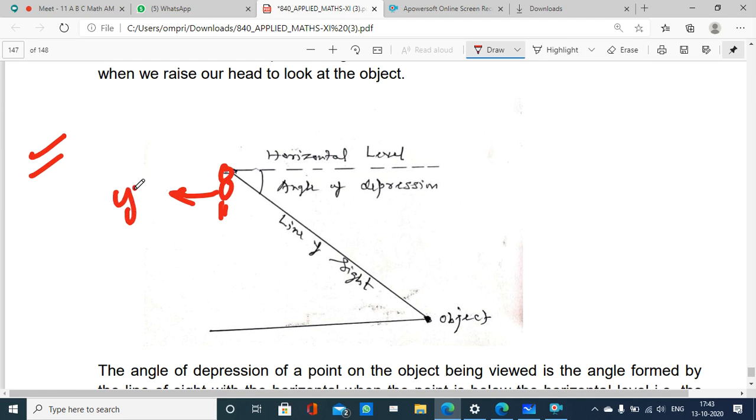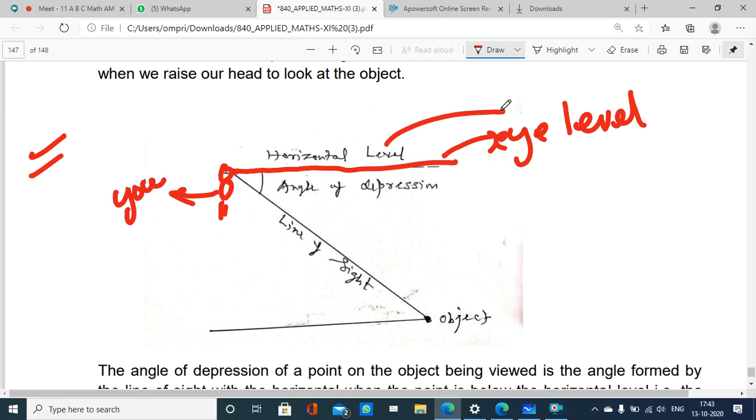You are standing here. Then this will be your eye level, or called horizontal level. Eye level is called horizontal level. And suppose your object is here.